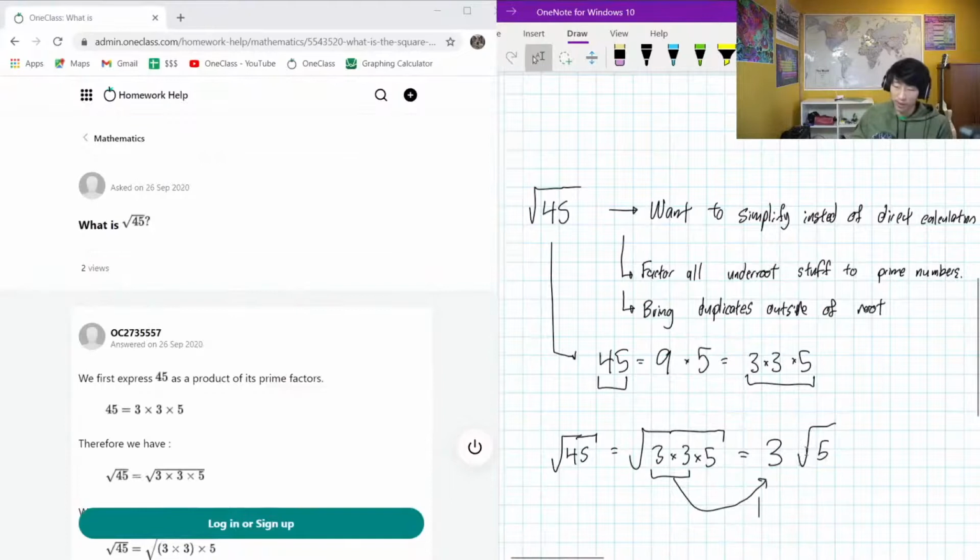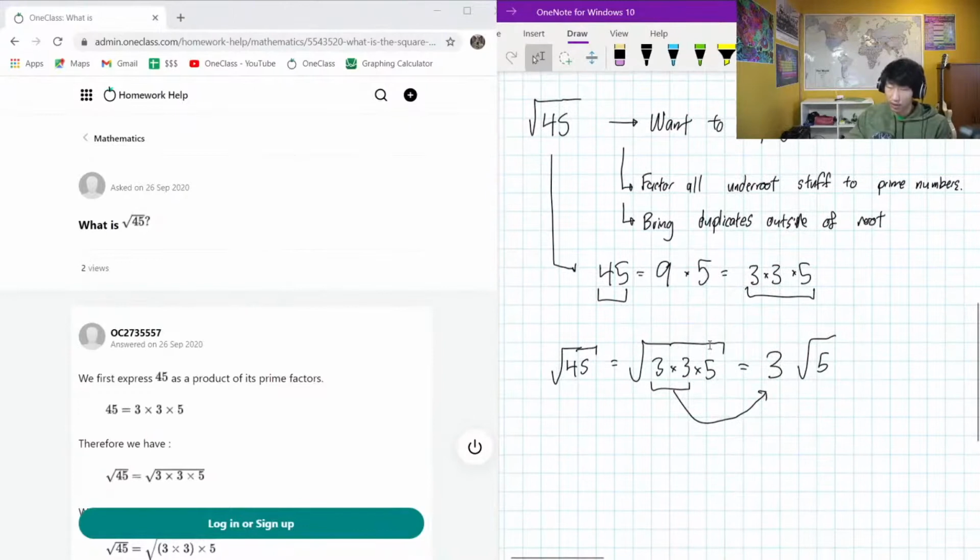3 times the square root of 5, and this is going to be a better answer than just getting the decimal value out of your calculator, because this is definitely going to be an irrational number, meaning there's going to be a whole lot of decimal numbers that are going to be quite painful to write out completely. So having a simplified version like this is going to be much easier.